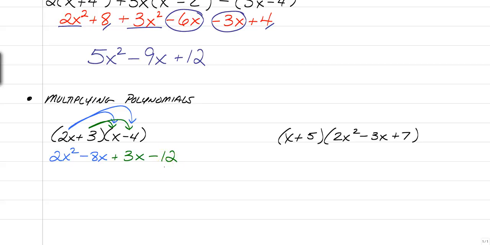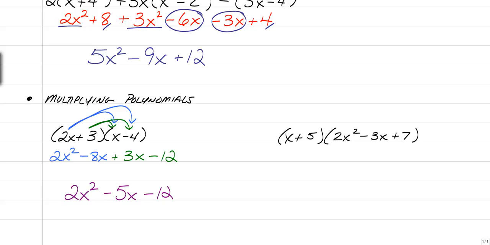And then we're just going to go combine all of our like terms to come up with our final answer. So to do that, we're just going to have our 2x squared. There's no other x squareds. We have a negative 8x and a positive 3x. That'll give us a negative 5x. And then we just have our one constant, negative 12. Okay, so that is multiplying polynomials. Again, FOIL would be accurate term for that, but that's just a shortcut. Again, foiling only works with 2 binomials, so it's just multiplying polynomials.